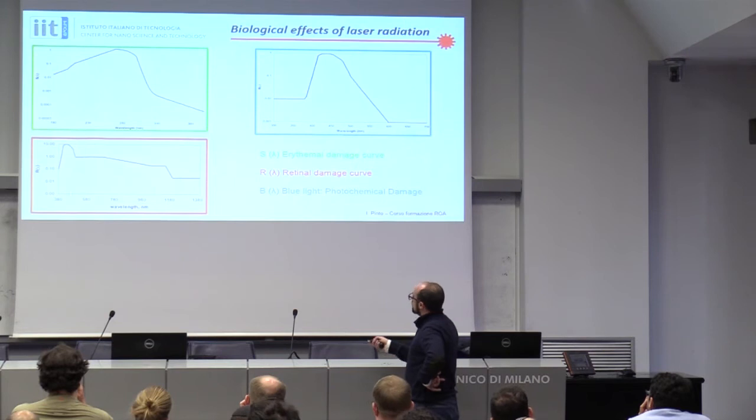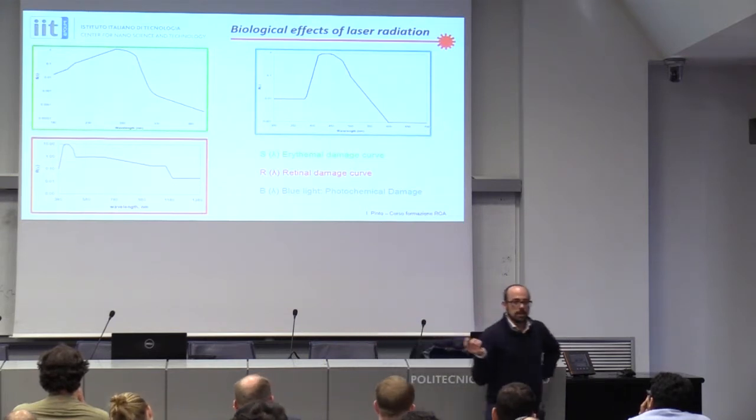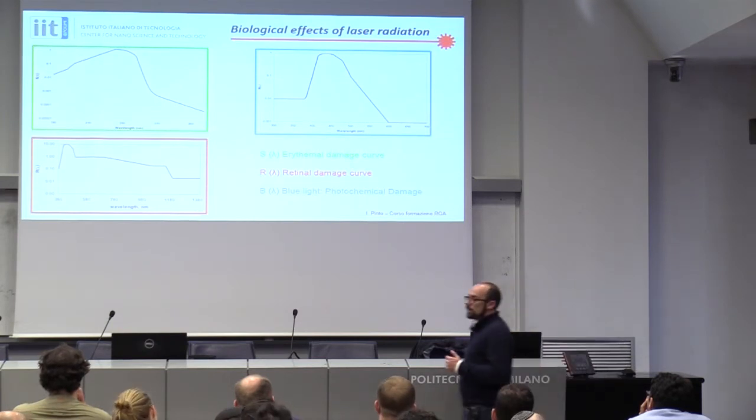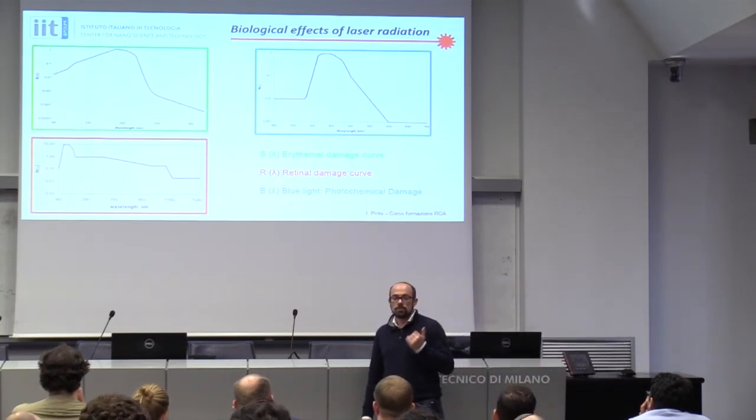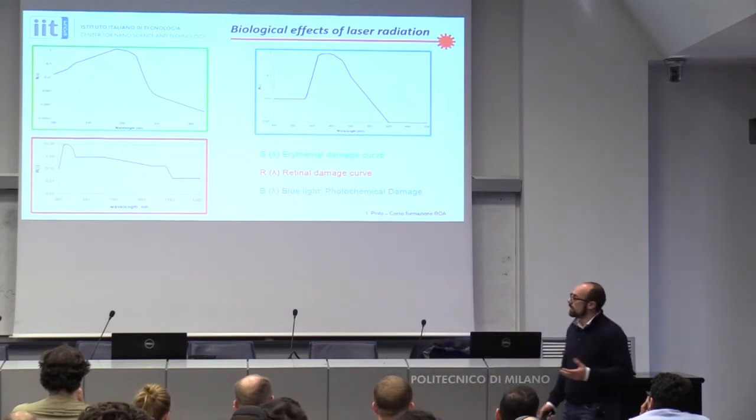And then this is how the retina is damaged by the light. You see that it decreases in the infrared, but it doesn't stop in the end. And it goes up to 1.4 microns, okay? So even at 1.4 microns, your retina is going to absorb light, and it can be damaged by that.